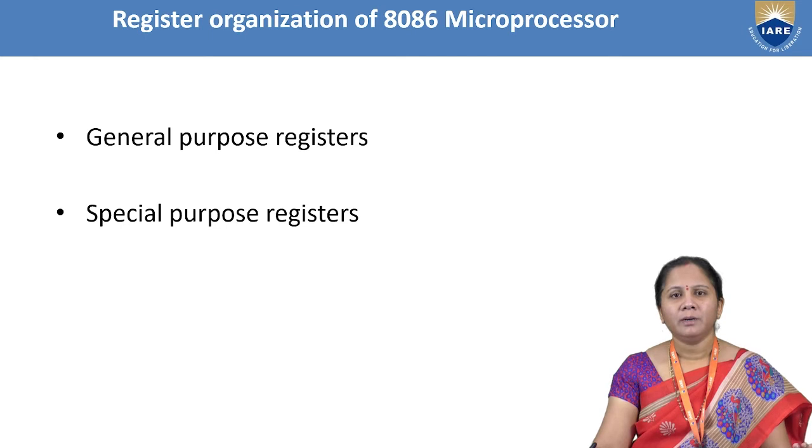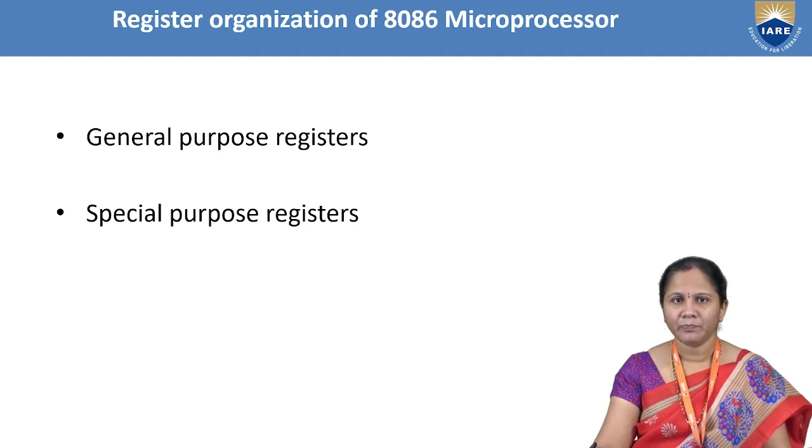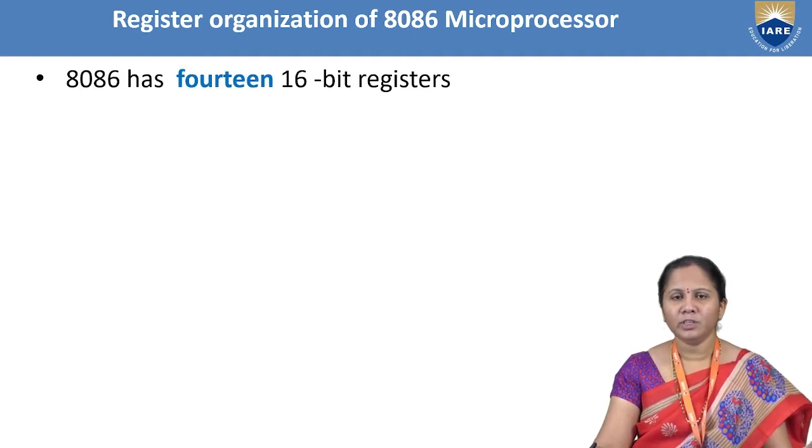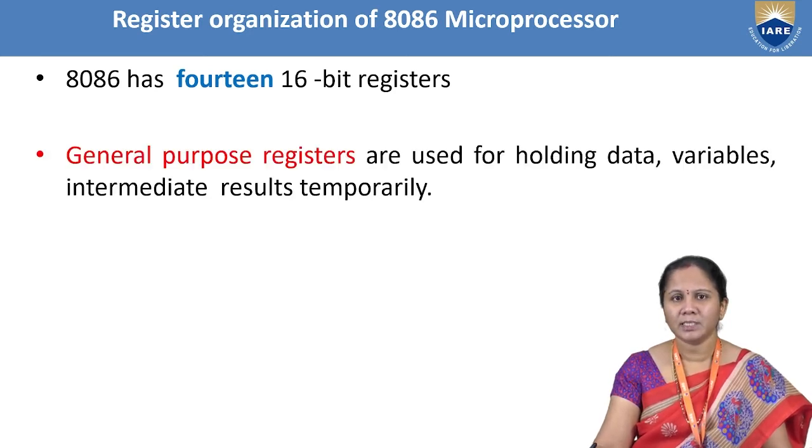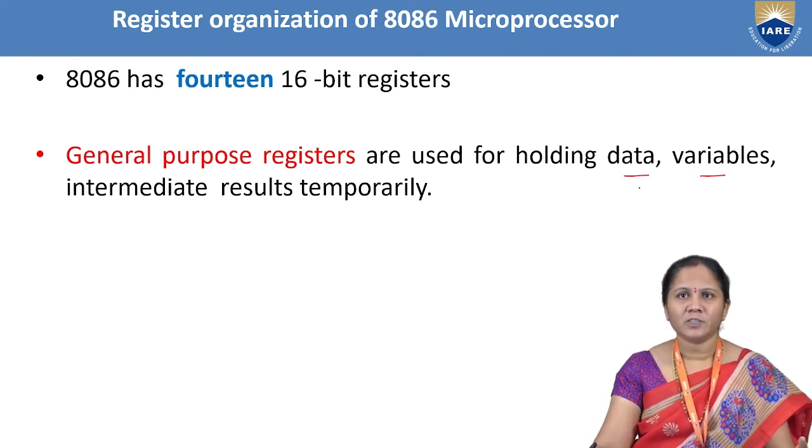Here in the bus interface unit, we have seen some registers like segment registers and pointer registers. And in the execution unit, we have seen some general purpose registers like AX, BX, CX and DX. Along with that, we have seen two pointer registers and index registers. Now, 8086 has 14 16-bit registers. Some come under general purpose registers.